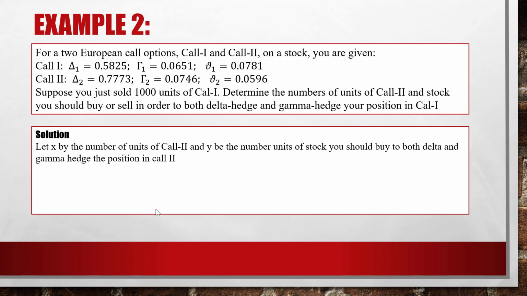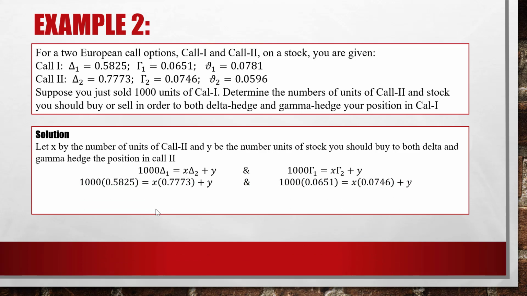So now we have two sides of the equation, right? We have 1,000 times delta 1 is equal to X times delta 2 plus Y. And 1,000 times gamma 1 is equal to X times gamma 2. And from here, we just plug in the numbers. We have two equations, and this is a system of linear equations of two variables x and y. So go ahead and solve for x and y. This is basic college algebra. We got x is 872.65 and y is minus 95.81.